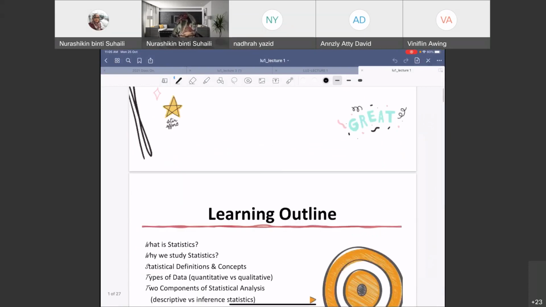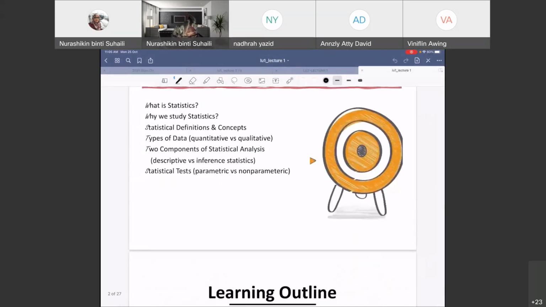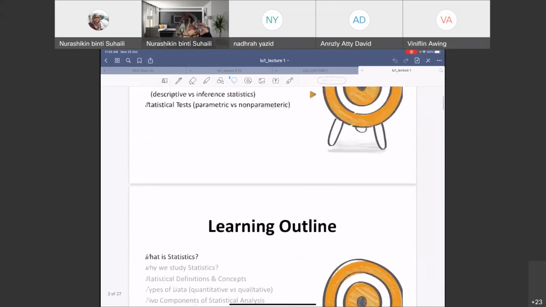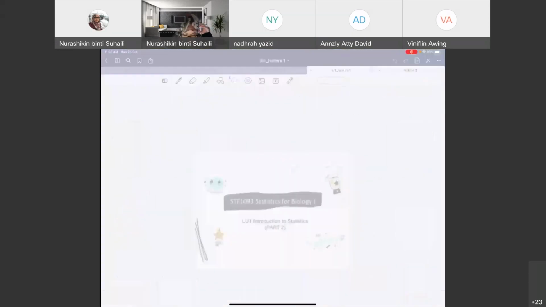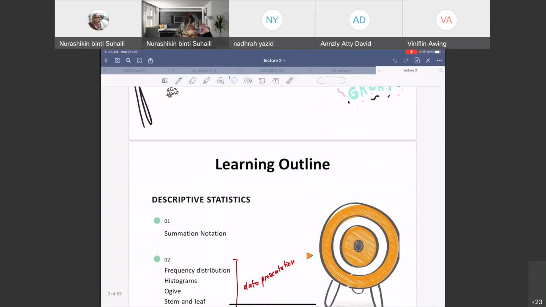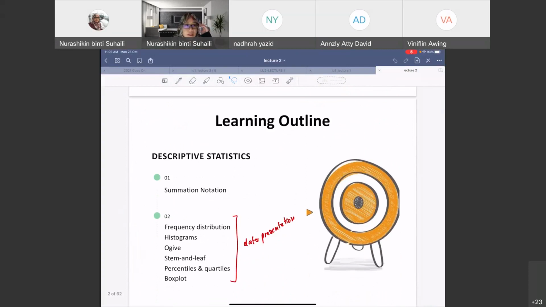In LU1, lecture 1, we talked about parametric and non-parametric tests. As this is stats 1, you're going to deal with parametric tests a lot. Then in the second part, last week, we talked about descriptive statistics, right?